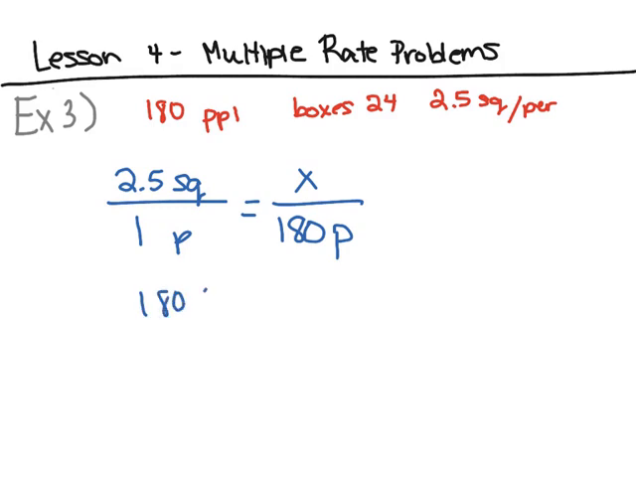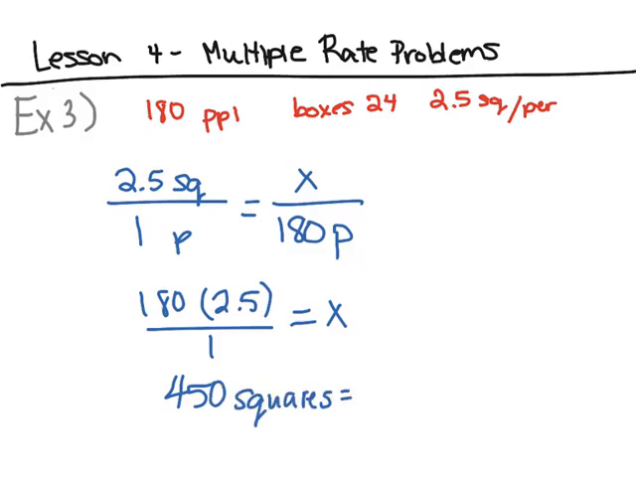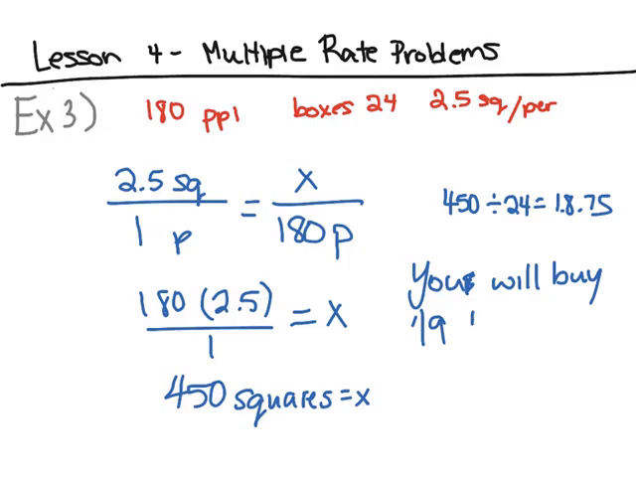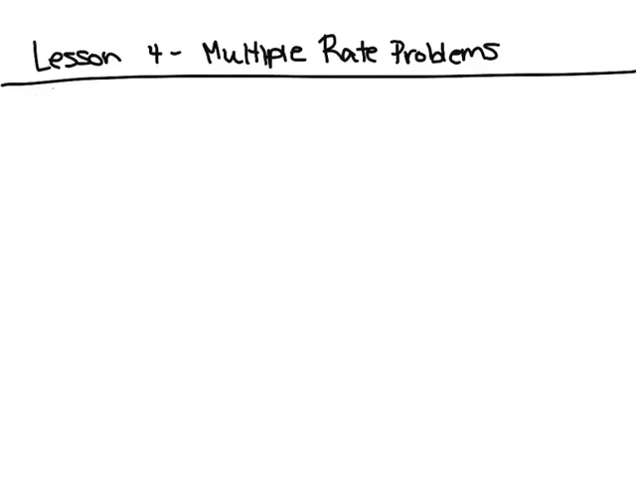So 180 times 2.5 divided by 1 equals x. And you should get 450 squares. So we need 450 squares, and we know that each box has 24. So we're going to take 450 and divide it by 24, and you get 18.75. So because you need 0.75 of a box, you're going to have to buy 19. You will buy 19 boxes of dessert. The end of example 3.